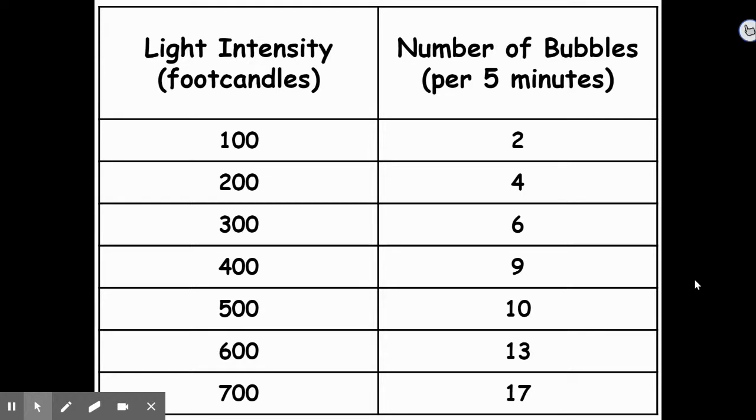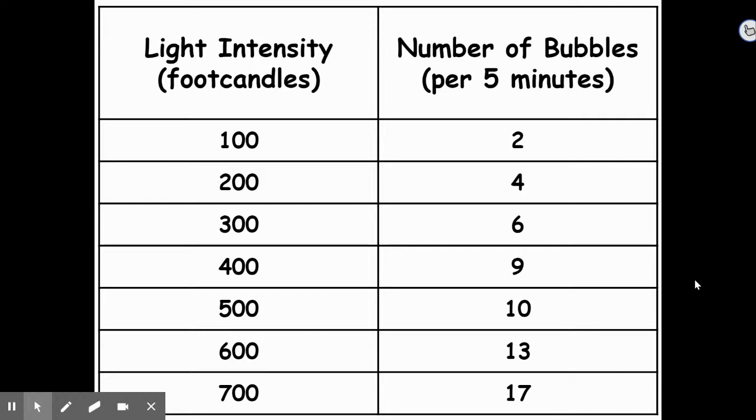All right, so let's say we got a little data table here. Just threw an example out here. Our independent variable we always list on the left. So that is going to be our light intensity. We measure light intensity in a unit called foot candles. Don't worry about what that is; it's not important at this time. So let's say we've got 100 to 700 foot candles of light intensity on the left.